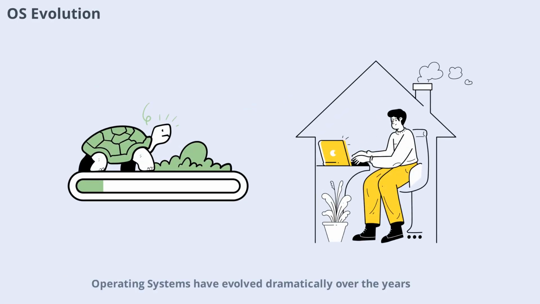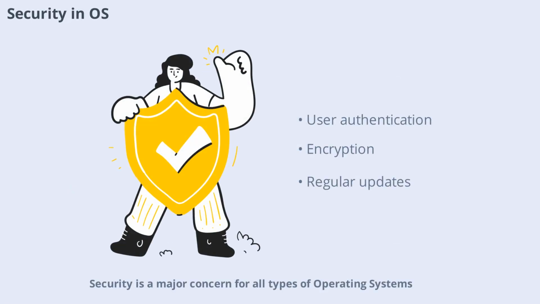Operating systems have evolved dramatically over the years. Early systems were simple and limited, but today's OSs are powerful, flexible, and capable of handling complex tasks. Advances in technology continue to shape how operating systems are designed and used. Security is a major concern for all types of operating systems. Modern OSs include features like user authentication, encryption, and regular updates to protect against threats. Whether it's a personal device or a large network, keeping the OS secure is essential for safe computing.